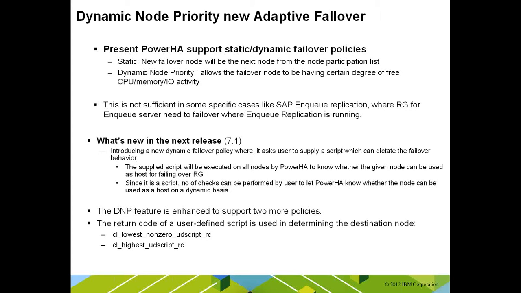And the short story here is you can see them listed at the bottom of this slide, which is the user can specify a script to be run at the time of failure. It'll be run on each node that is a potential failover candidate node, and based on either the highest return or the lowest return, it's looking at the exit return code, will determine who is the best suited node to failover to.